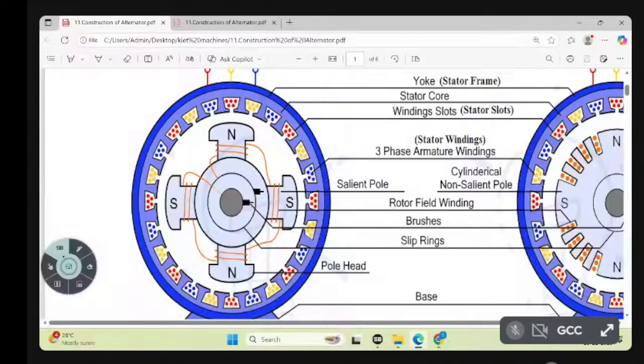Now the rotor. The rotor consists of a field, and they are not permanent magnets. We are making them into magnets, so we have winding. The winding is wound around the poles: north pole, south pole, north pole, south pole. Here there is no shoe required. Pole shoe is not required.